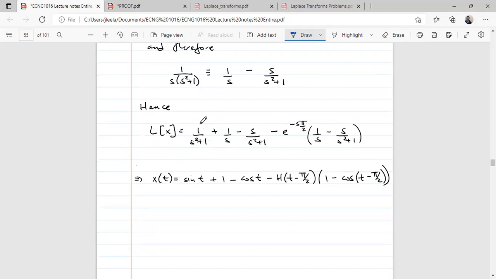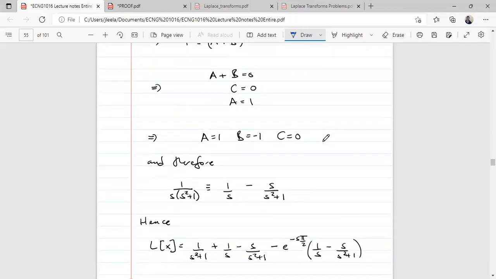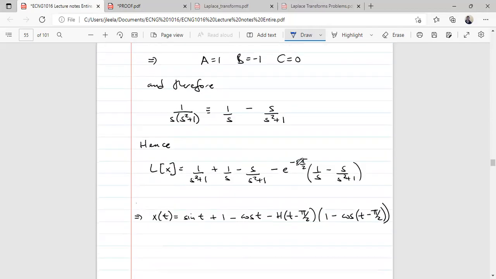1 over s squared plus 1, that is the first term, plus 1 over s, which is the partial fraction breakdown of this, minus s over s squared plus 1. And then for the third term, the third term is negative, right? So you have a negative, so you just factor out the minus e to the minus s pi over 2 in bracket 1 over s, which is from the second part, minus s over s squared plus 1.